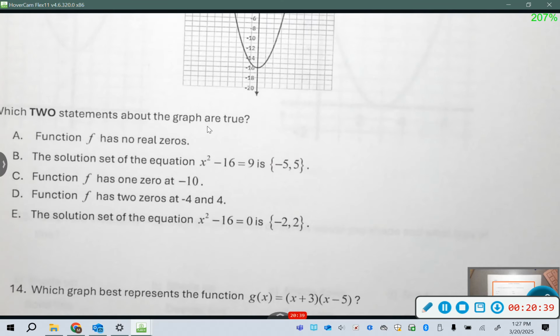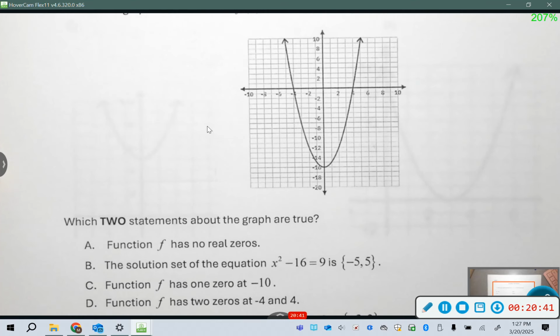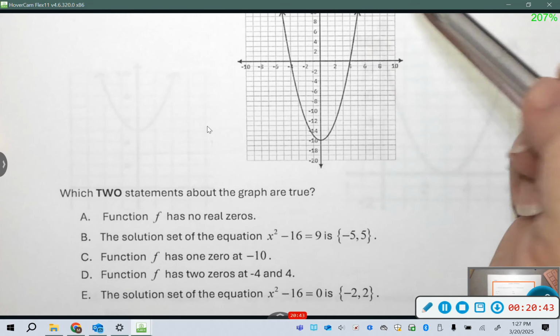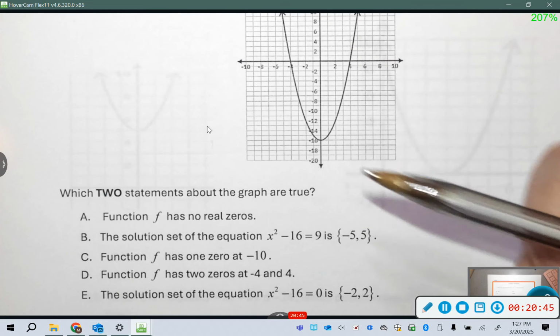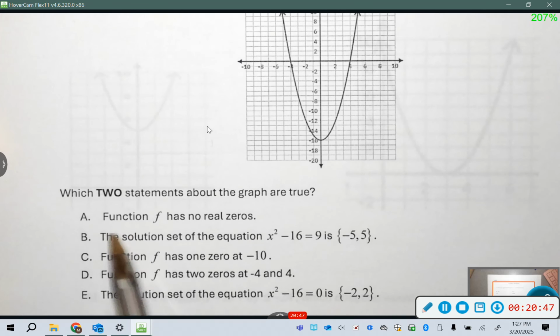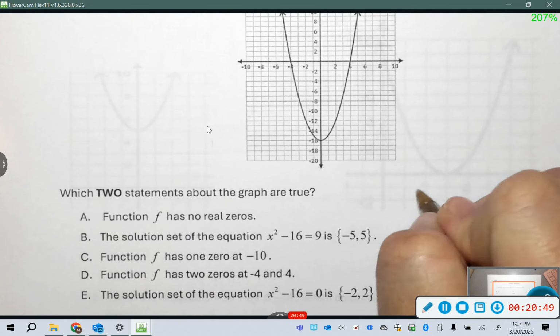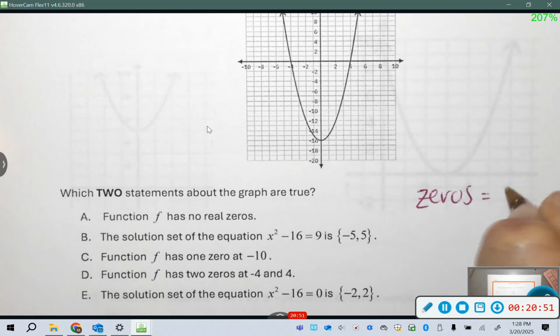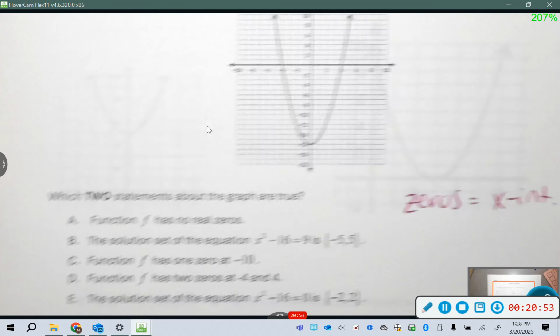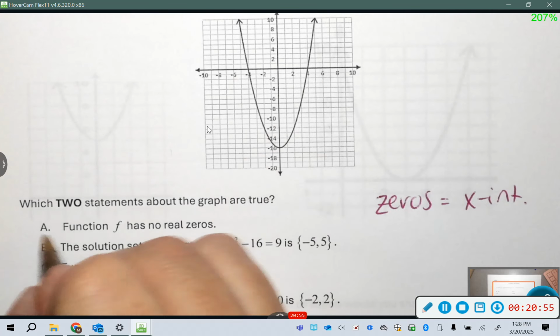Okay. Number 13 says, on the top, the graph of the function f(x) = x squared minus 16 is shown below. Which statements are true? It says the function f has no real zeros. Remember, zeros equal x-intercepts. So I do have 2 x-intercepts, so that's false.